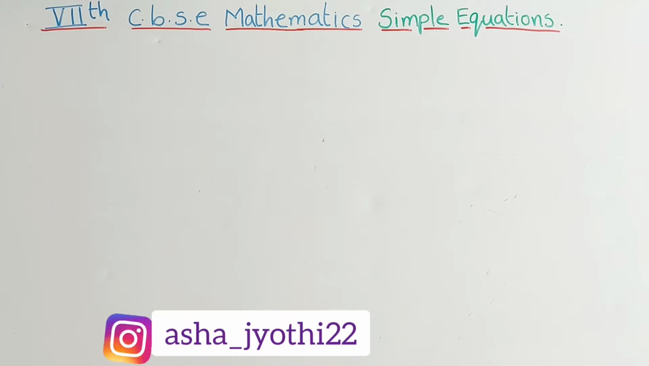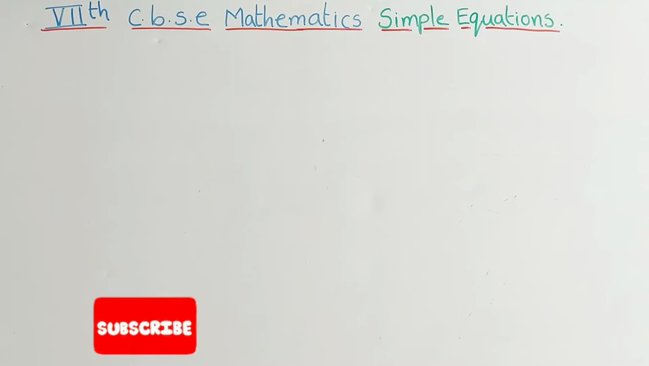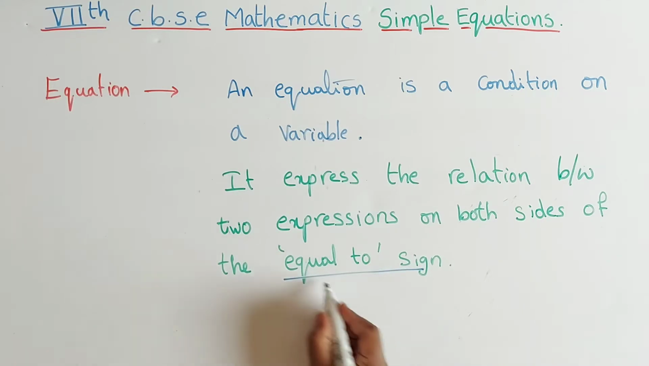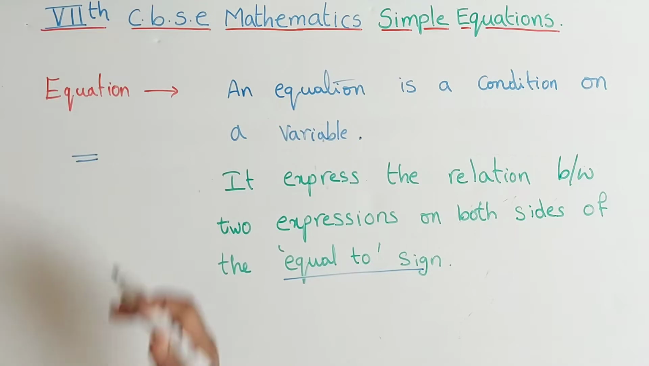We are learning 7th standard CBSE mathematics. In this session, we are starting a new chapter, chapter 4, simple equations. What is an equation, children? An equation is a condition on a variable. It expresses the relation between two expressions on both the sides of the equal to sign. That means an equation always has an equal to sign. Correct children? We have already learned algebraic expressions, so it is easy to understand what an equation is.